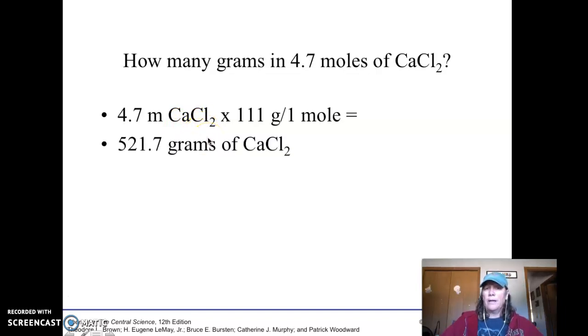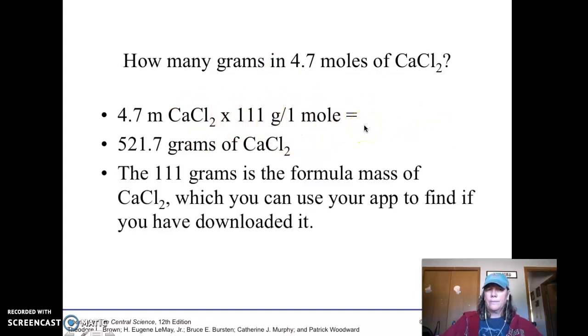So I'm just going to multiply. 521.7 grams. So how many grams in 4.7 moles of calcium chloride? 521.7. And again, all I did was multiply this time. The way you set it up is, what do you start with? Whatever you start with, put it on the bottom. And again, this is just like multiplying by 1. The 111 grams is the formula mass of calcium chloride. And again, I put down, you can use your app to find it if you've downloaded it. That's where it comes from. It's just 1 calcium, 2 chlorine added together.